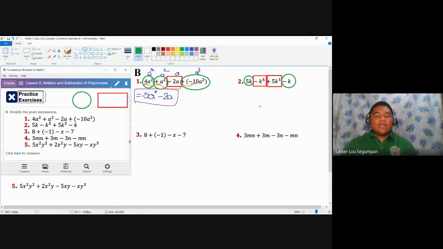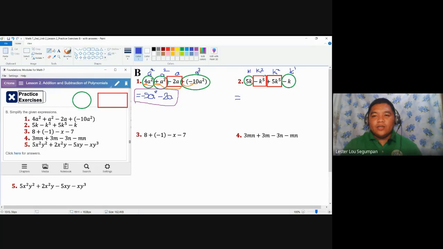This means that we can combine the first and the fourth term and the second and the third term, because the second and third terms have literal coefficients k squared. Again, this has k to the power of 1. This is k squared. This is k squared. And there's also k to the power of 1. That's why the first and the fourth terms are like terms, and the second and the third terms are also like terms. So to combine that, this is what will happen.